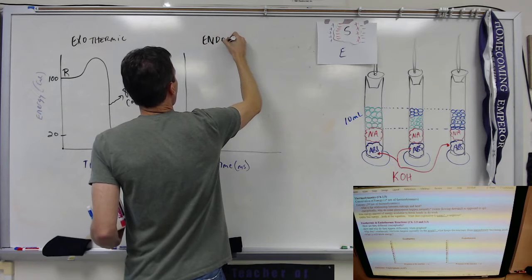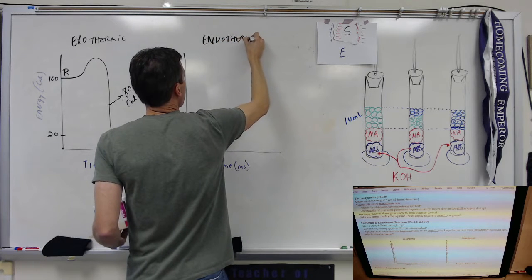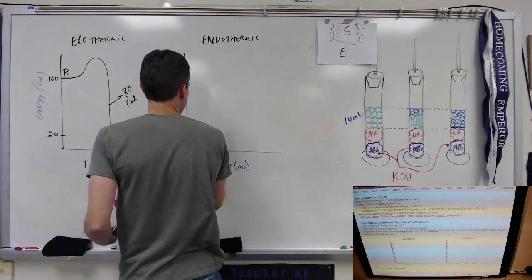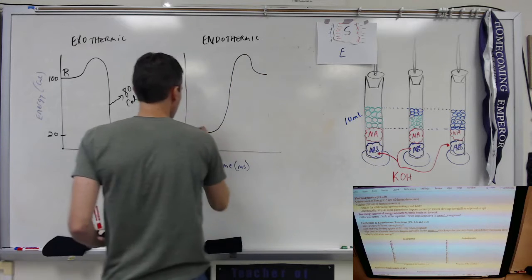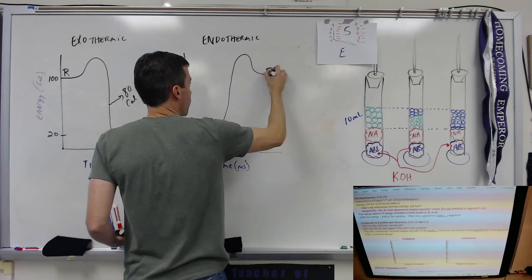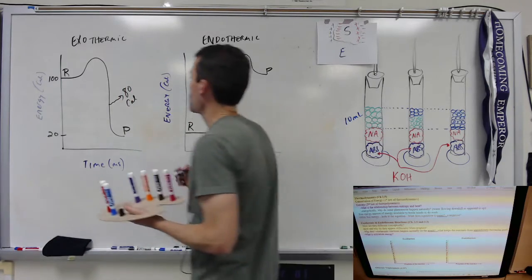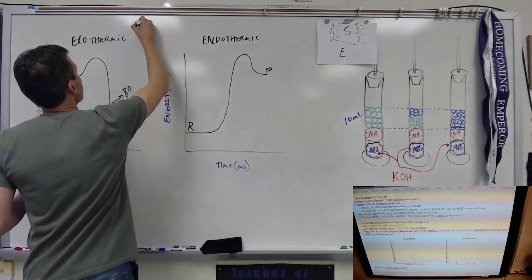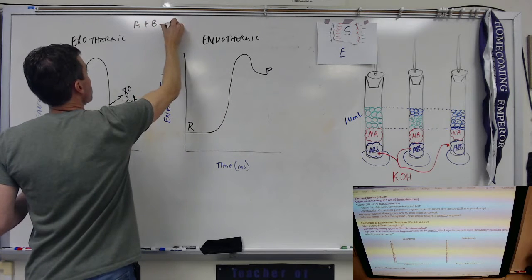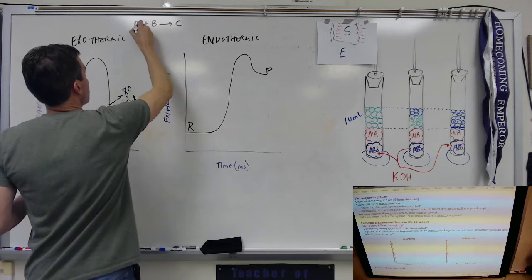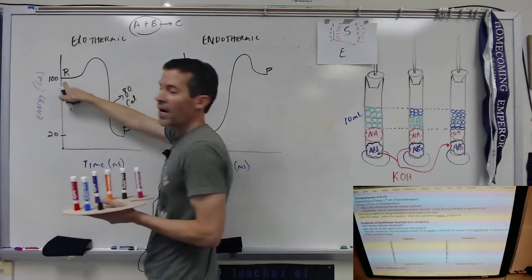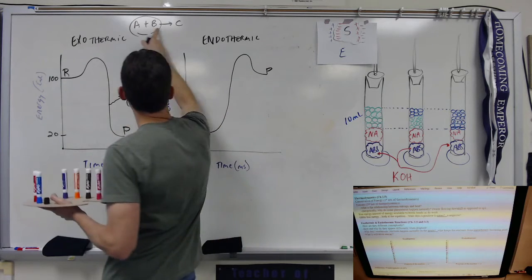Oops. Endothermic goes the opposite way. My reactants are here, my products are here. So just picture a regular old chemical reaction, something like this. I might have A plus B yields C. Those are my reactants, so those would be my reactants right there at the beginning. My product would be C.